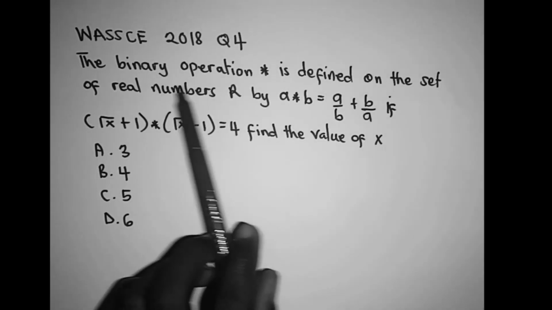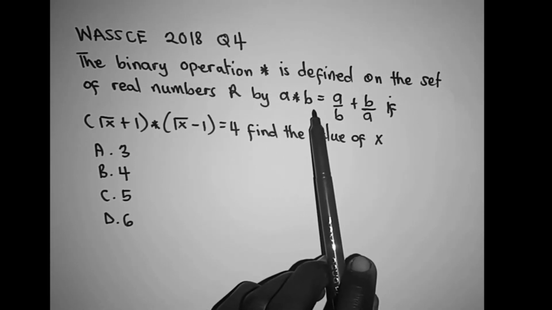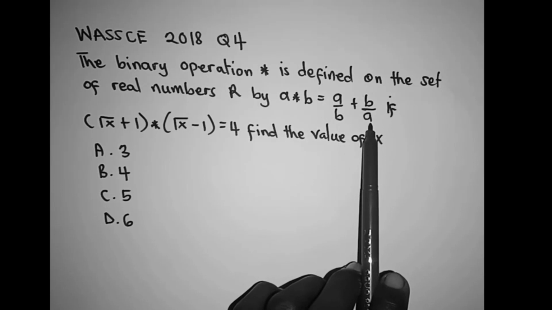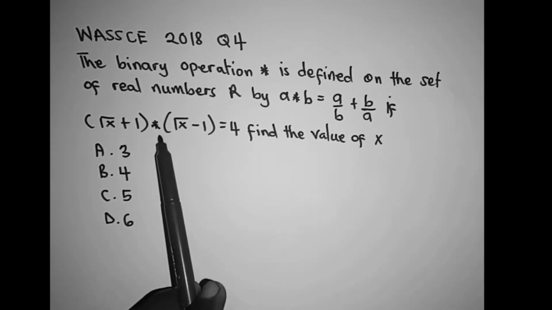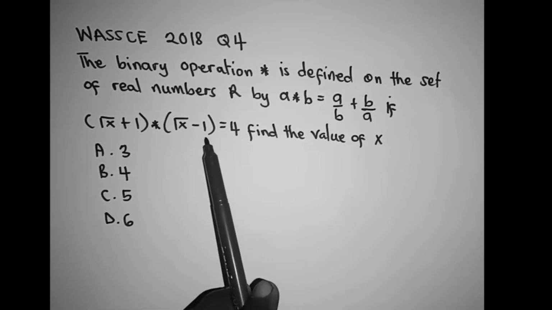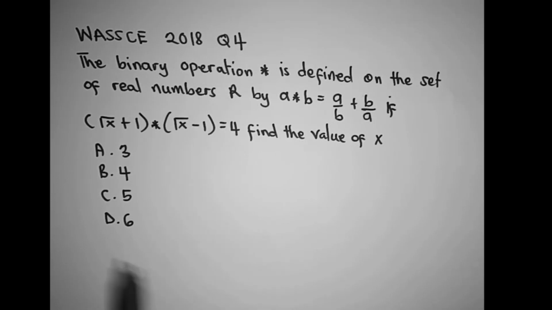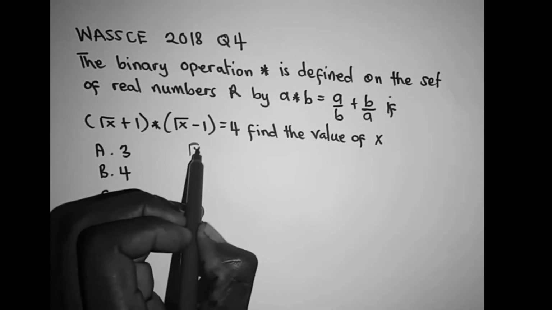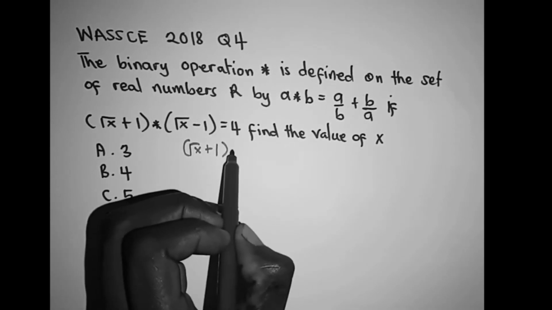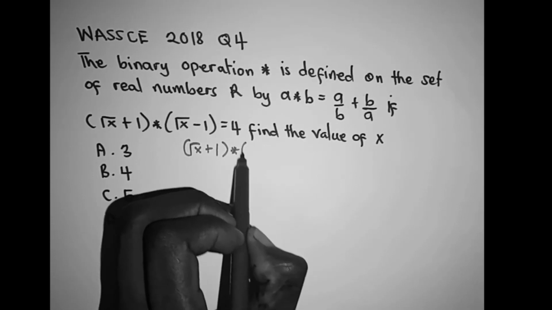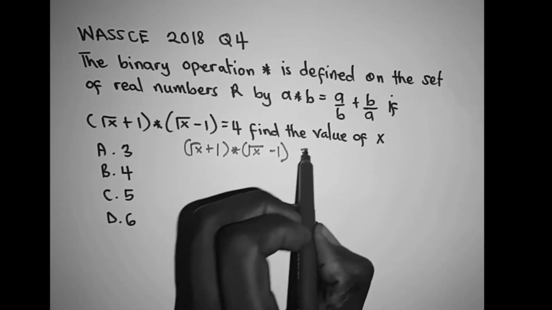So a binary operation is defined on a set of real numbers by A operation B equals A over B plus B over A. If in one bracket root x plus 1 operation, in another bracket root x minus 1 is equal to 4, find the value of x. So we need to first find root x plus 1 operation root x minus 1.